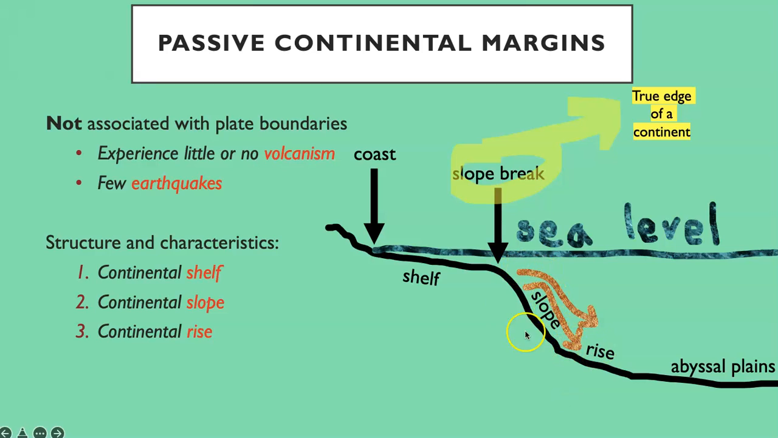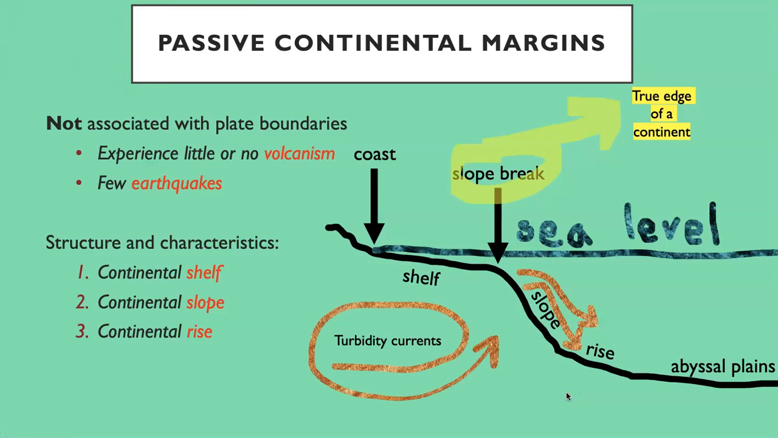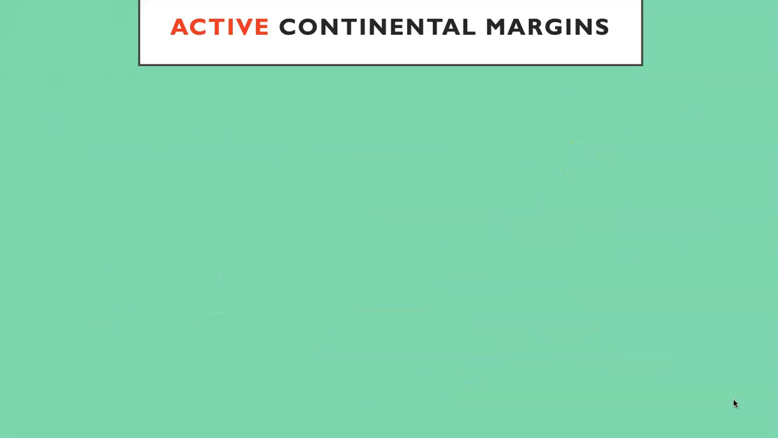So this material comes down the slope. Sometimes underwater avalanches occur, if you want to call them that. And these are called turbidity currents. Turbid water is water that is full of sediment floating through it. And we're going to talk about that again in just a second. That's why I circled the word. Then finally, we have the deepest parts of the ocean, which are called the abyssal plains. So these are the general features of a passive continental margin.